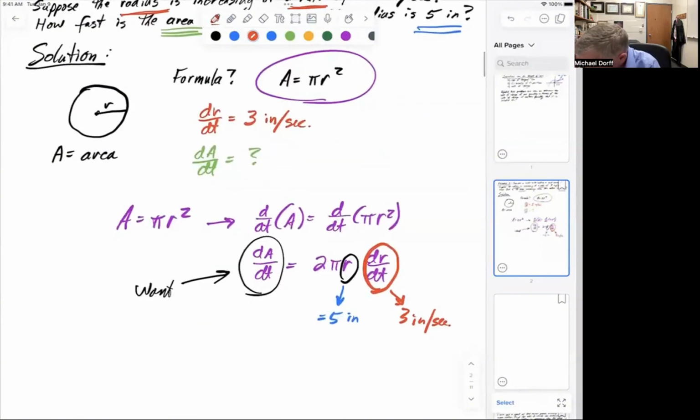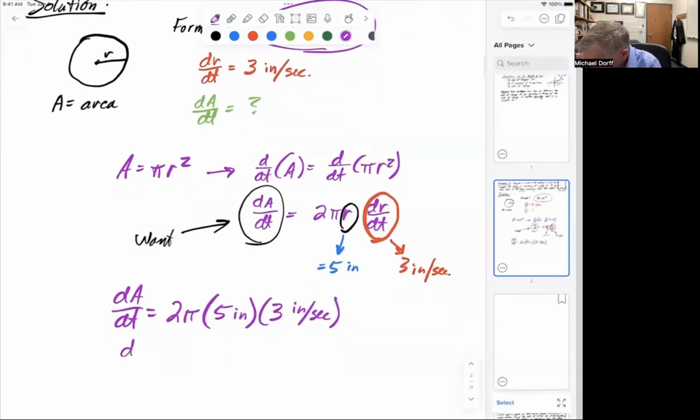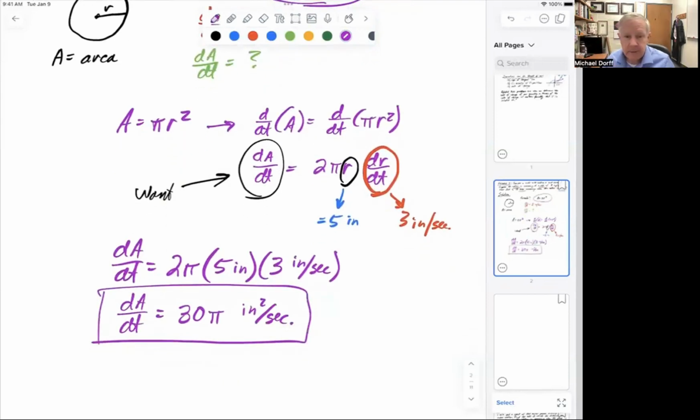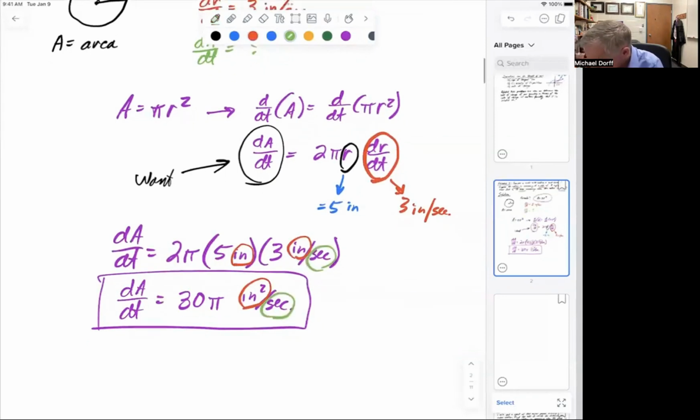So when we substitute those in, we have dA/dt equals 2 pi times 5 inches times 3 inches per second. And when I multiply those together, on the right, dA/dt is equal to 2 times 5 times 3, which is 30, and then we've got my pi. And my units are inches squared per second. And that's my answer there. We see that I have 2 units of inches there, so I get inches squared, and then in the denominator, I've got a second. So those are my units there.